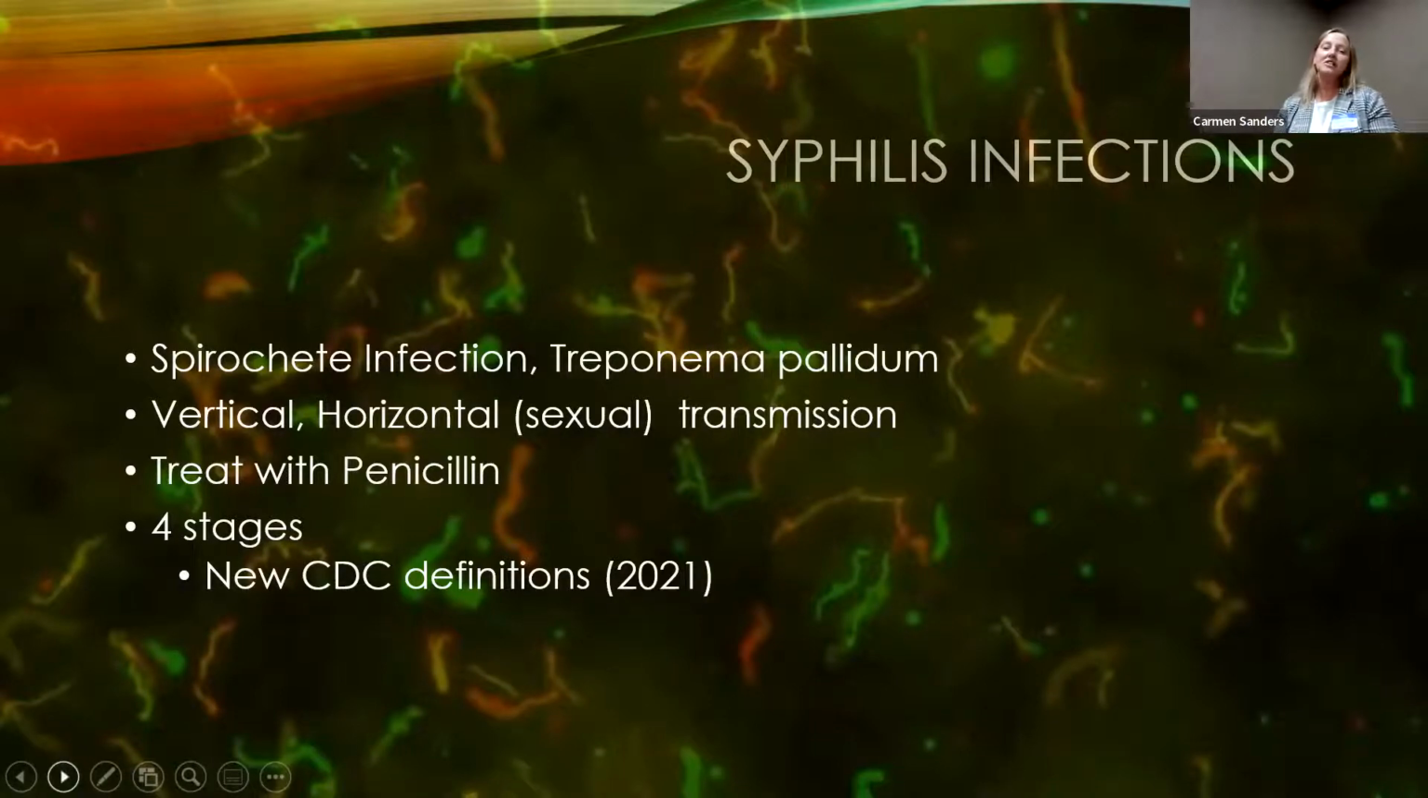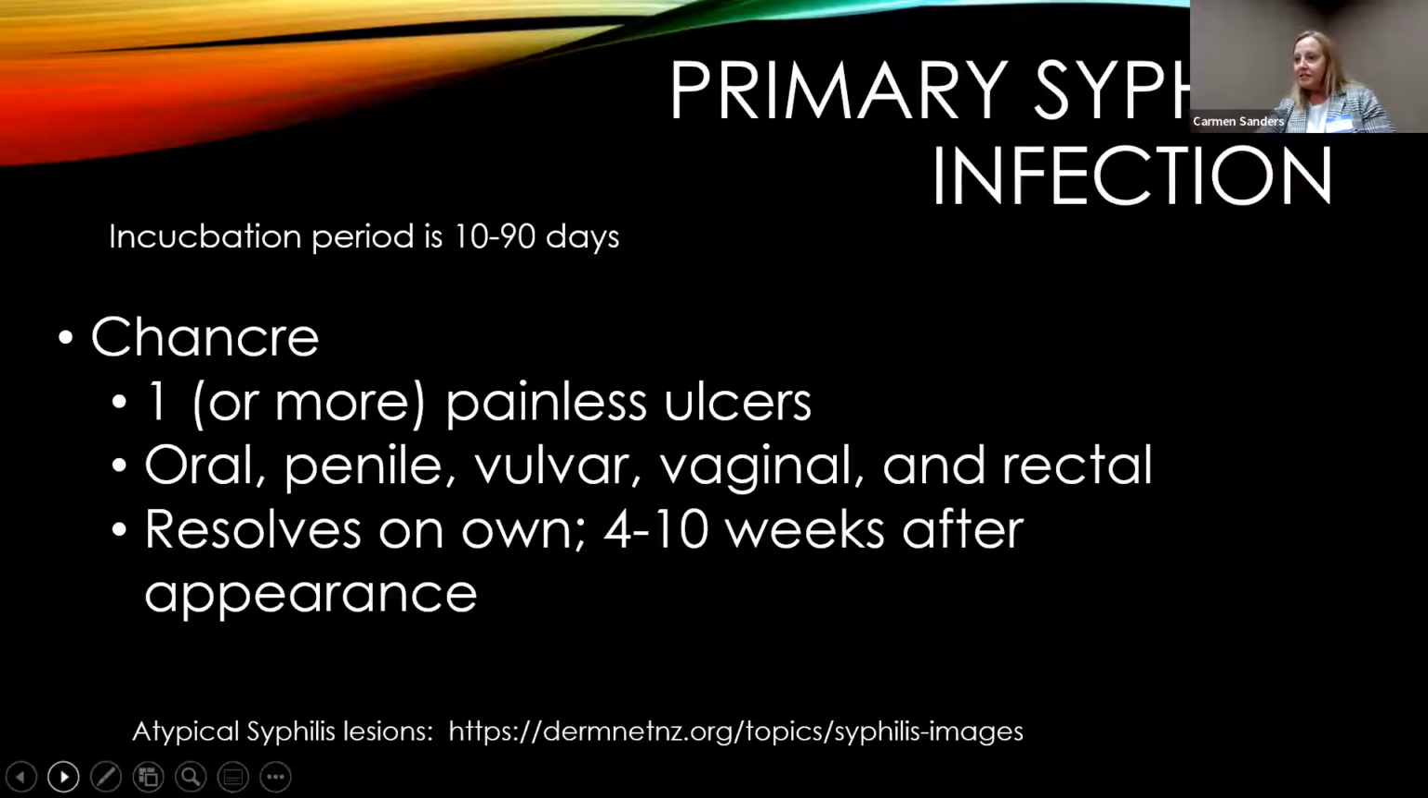And there are now 4 stages of syphilis as classified by CDC. It's not anything new in the way that it presents, it's just that we talk about it differently. We have primary syphilis, we have secondary syphilis, we have latent syphilis, and then we have tertiary syphilis. And we'll go through those terms here in just a second as we go through the slide deck. Go ahead and go to the next slide, please.